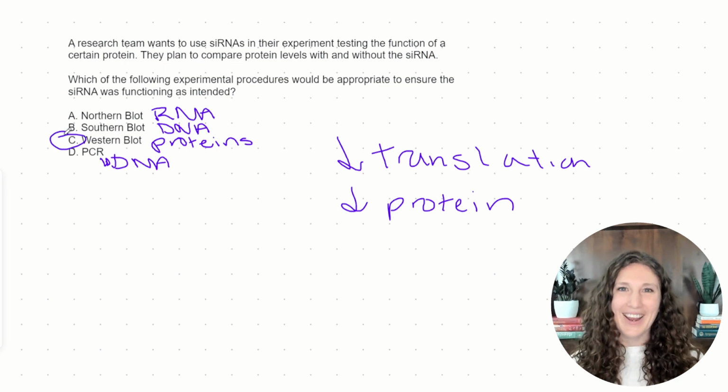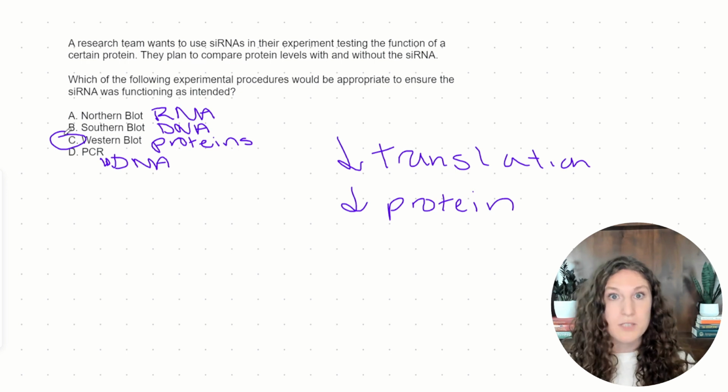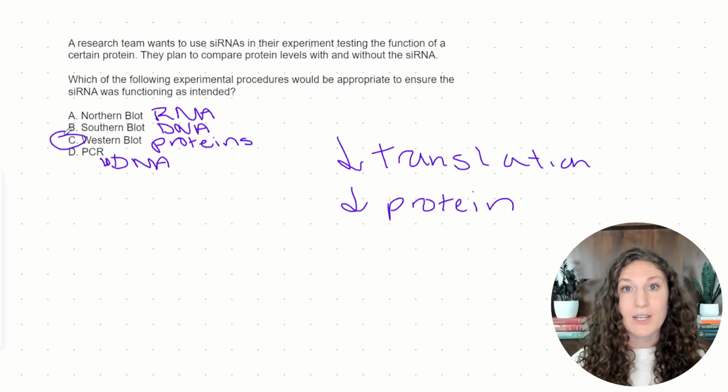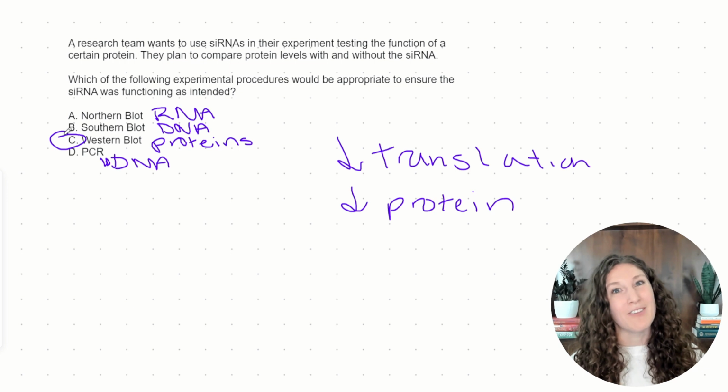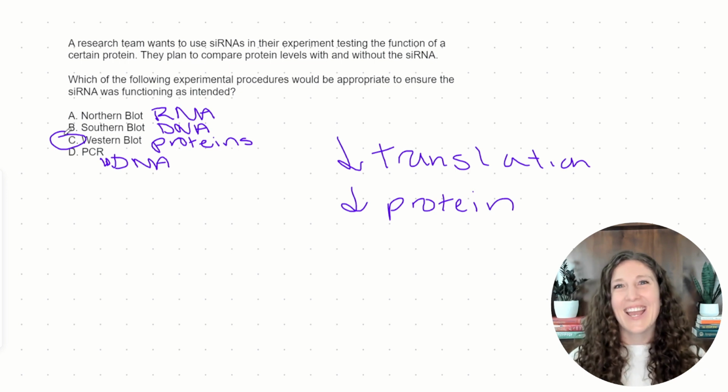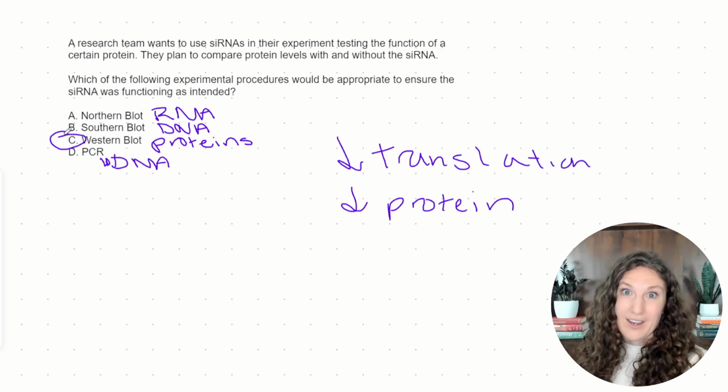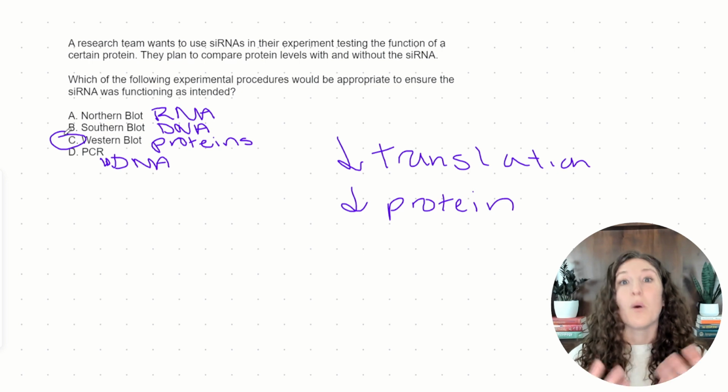C. All right, so check your own skills for this question. Did we need to review the different blots, but we understood we were looking for a protein measurement? Or did we get tripped up by remembering that northern blot was RNA, because we were talking about siRNAs and not thinking about looking for the outcome of the system instead of just what we have?